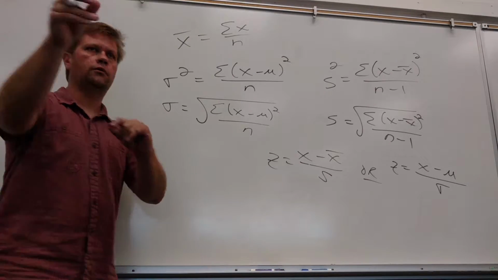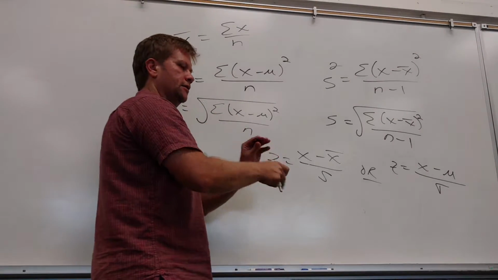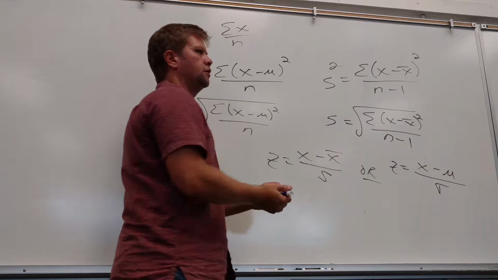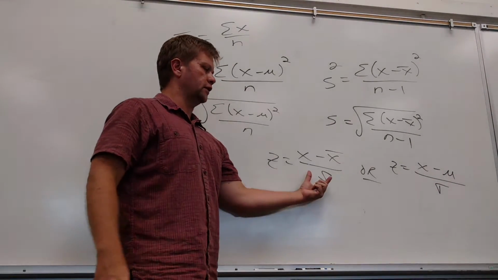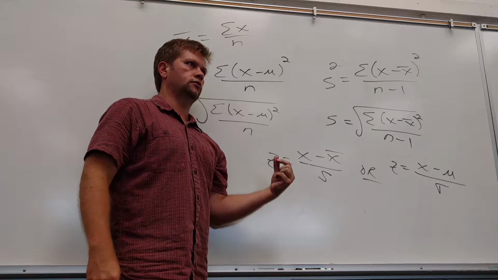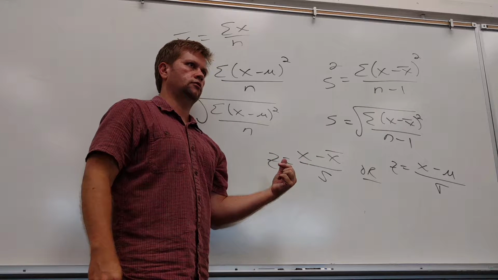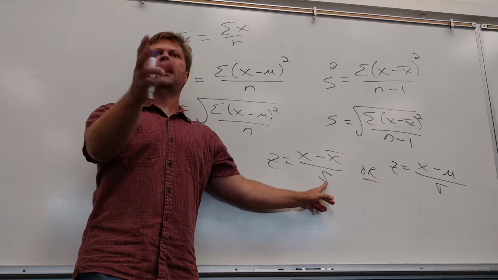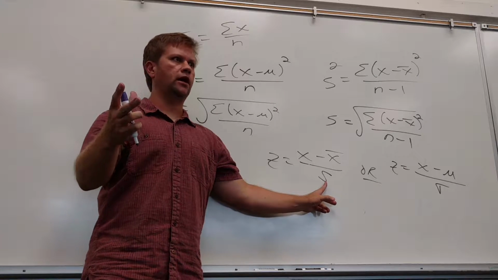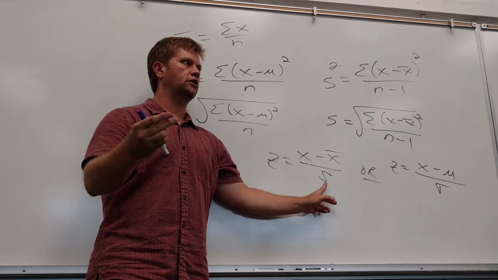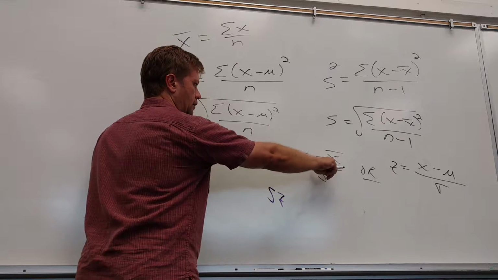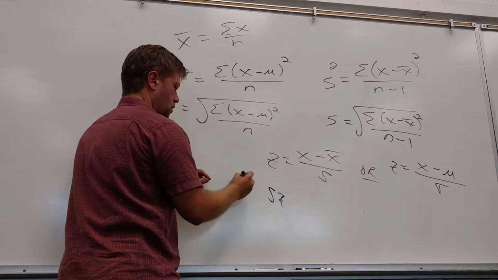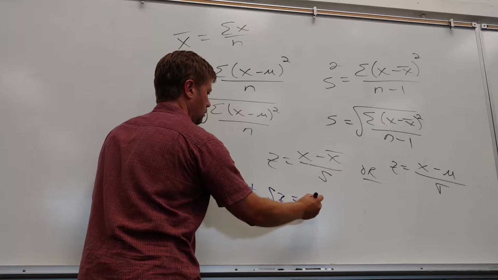Anything else? Oh, I want to show you this. Go with me now. Oh, the power of algebra. You guys don't believe. How do I solve this thing for x? Anytime I have a fraction in an equation, I can multiply by that to get rid of the fraction, right? So I can multiply by s and then add x bar. Got it.